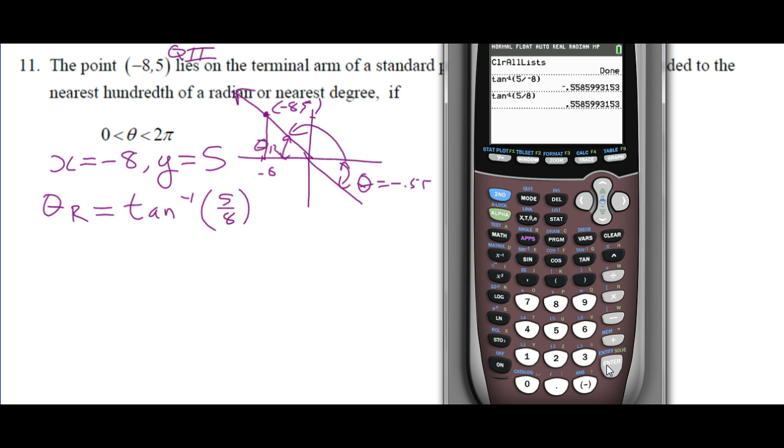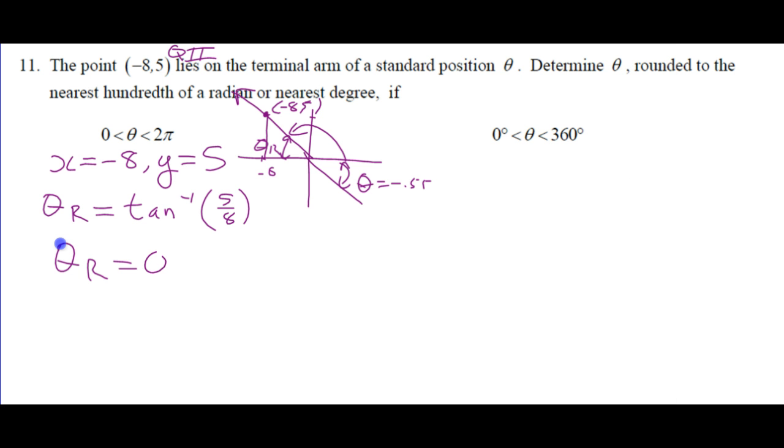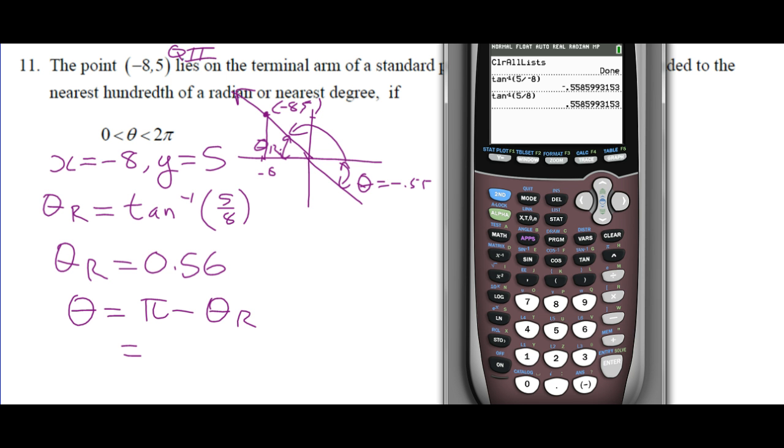So that's 0. To the nearest hundredth of a radian, 0.56 radians. So the reference angle is 0.56. That's here. The angle is pi minus the reference angle. So in the calculator, I'm just going to go second function pi minus second answer. Just bring that number down, don't type in 0.56. And then round, 2.58.